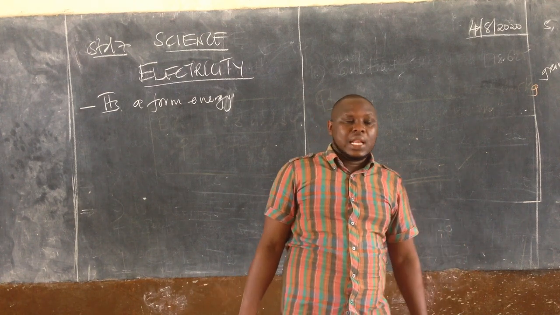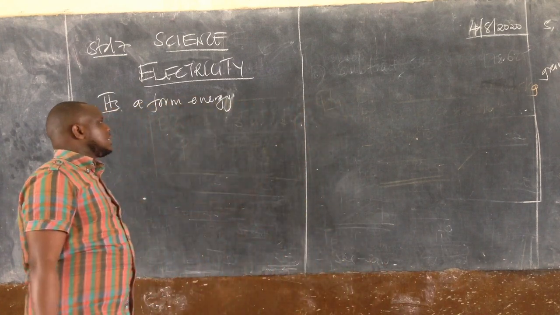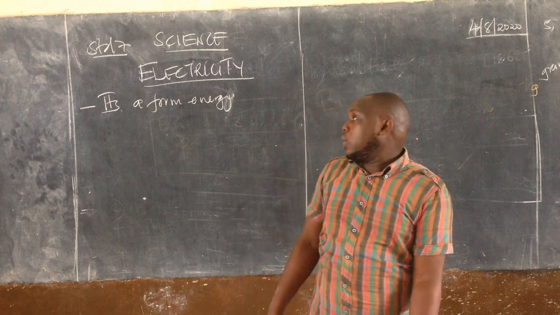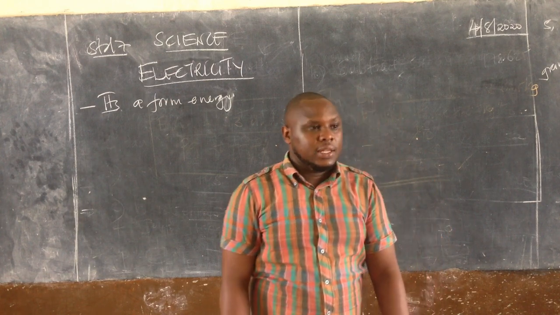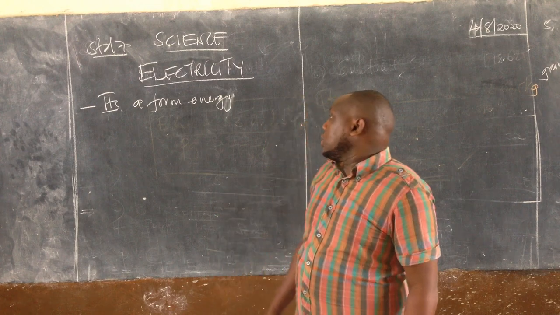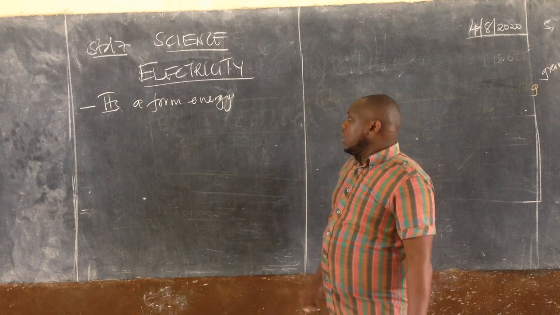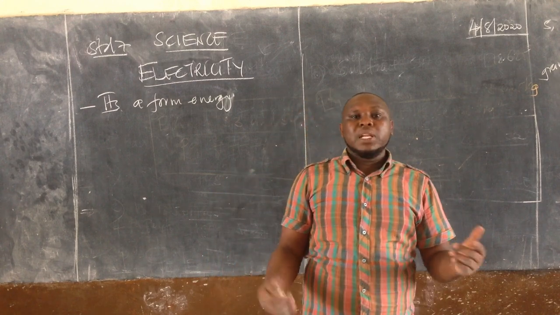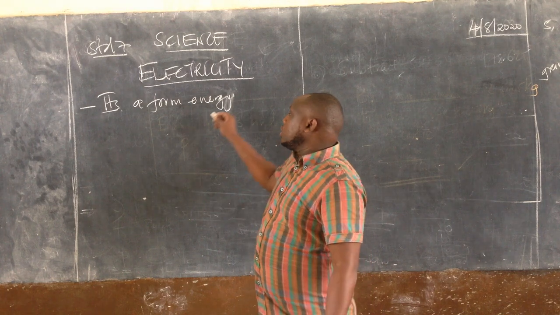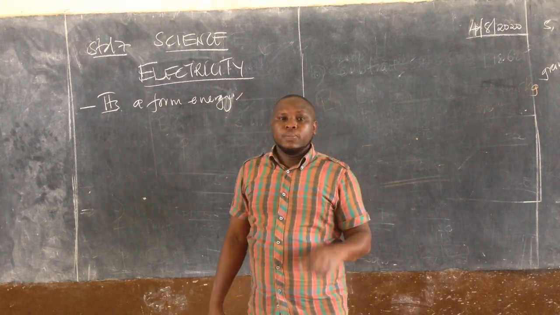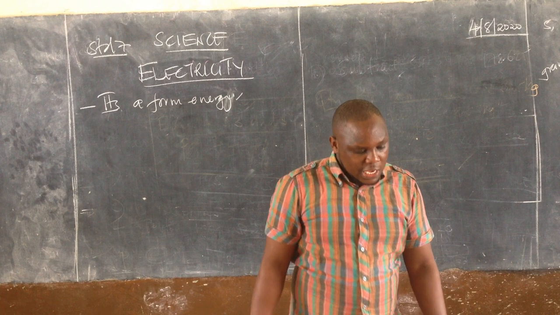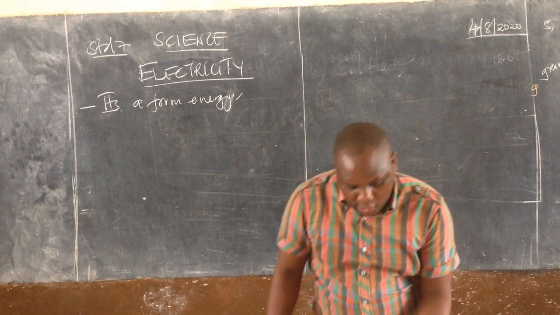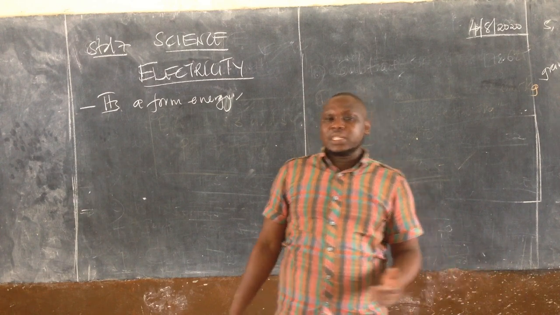So in this class, that is class 7, we are going to discuss electricity, and we are going to see two types of electricity: number one, static electricity, and current electricity. Just to say what electricity is, we are saying that it's a form of energy, because energy is the ability to do work. So this electricity is going to be used to perform some work. We use electricity in various ways.